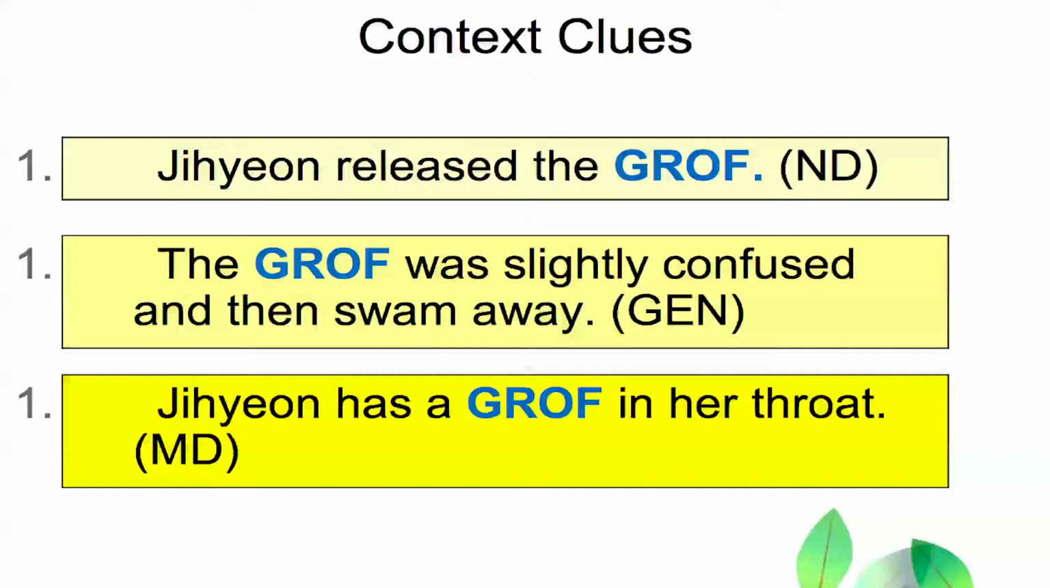And then the next one is Ji-hyun has a graph in her throat. This is a misdirected or misdirective context. Actually, if you try to work out graph from this context, it will take you to the wrong path, known as misdirective context. The kind of context that we teach in the classroom is this.